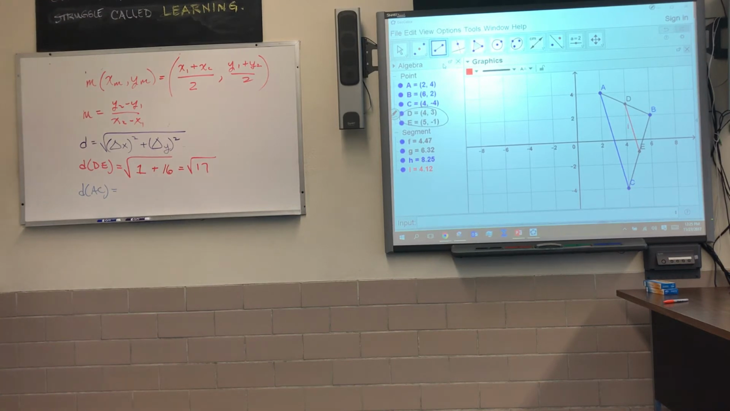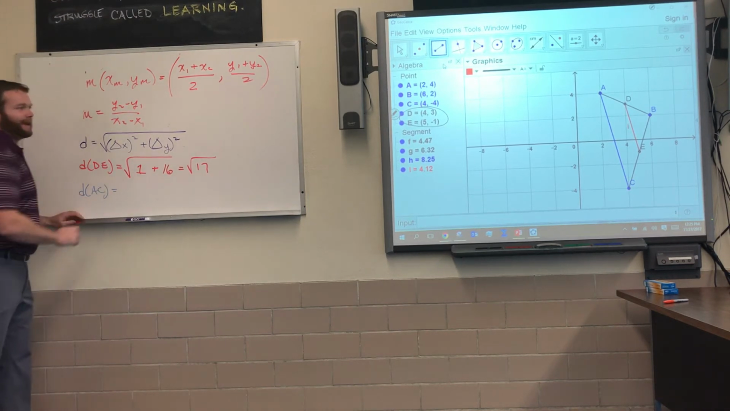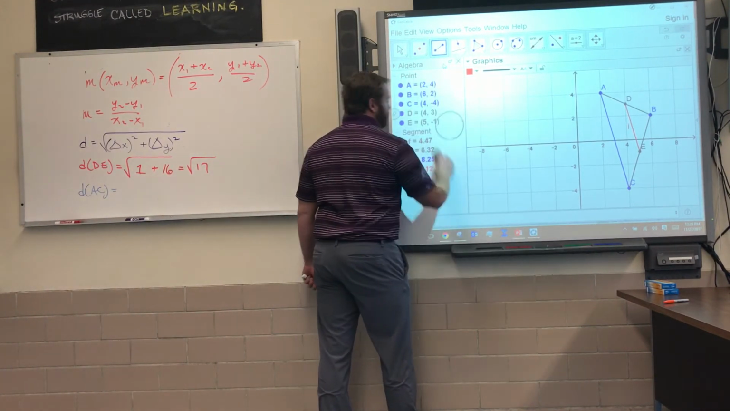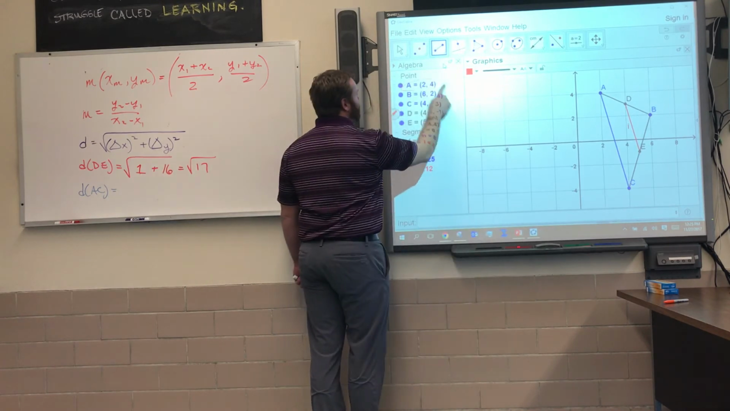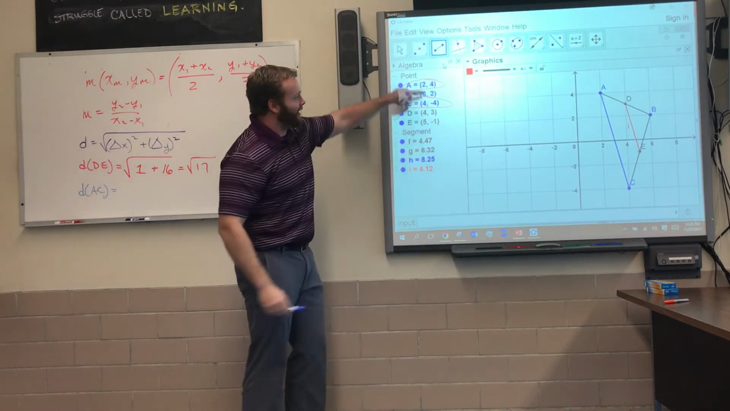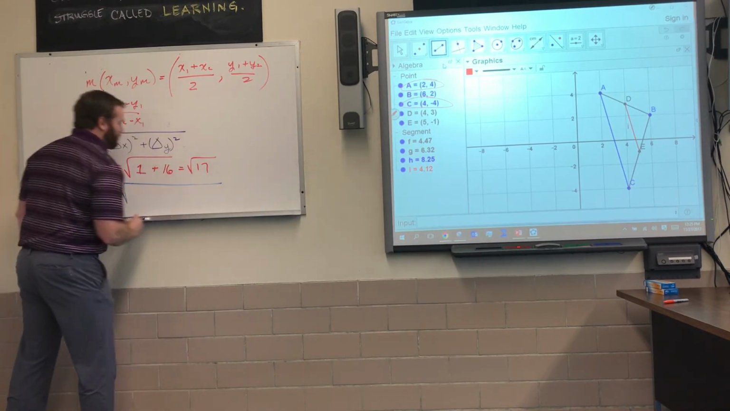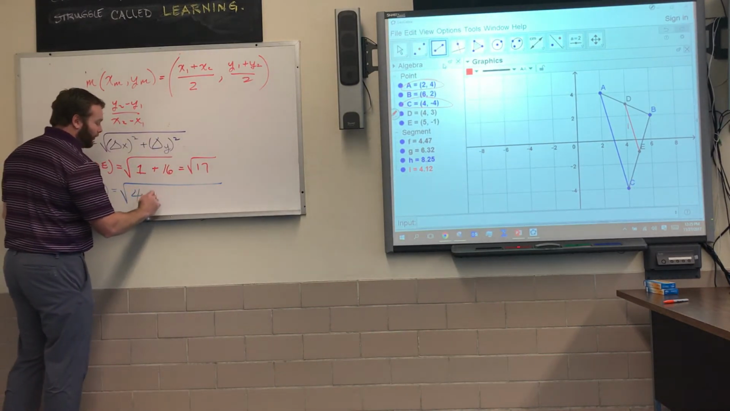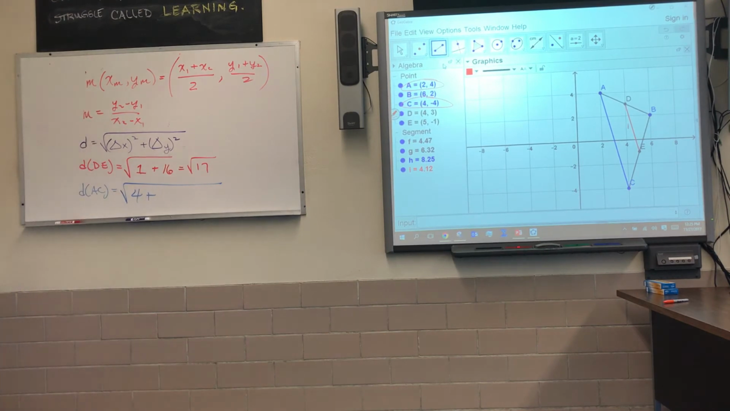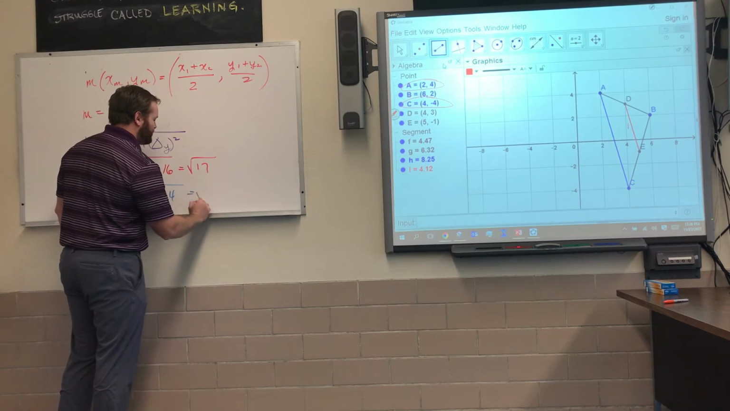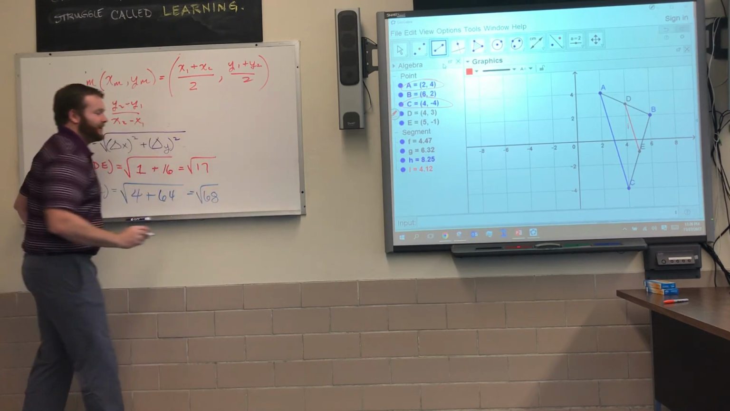Now I want to do the same thing for A to C. While doing that for A to C, we're now going to be dealing with that point there and that point there. So we subtract the x's again. 2 minus 4 gives me -2. But I'm going to square that so I get +4. And then we'll subtract the y. So I get 4 minus -4. That becomes 8. Square that and I get 64. And that gives me radical 68.